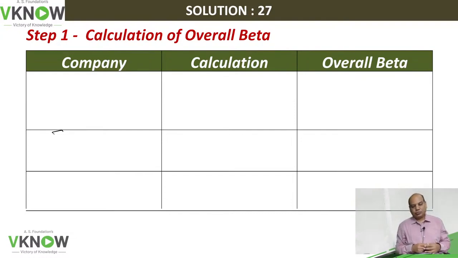Step 1. Write down step 1: calculation of overall beta. Company: Superior.